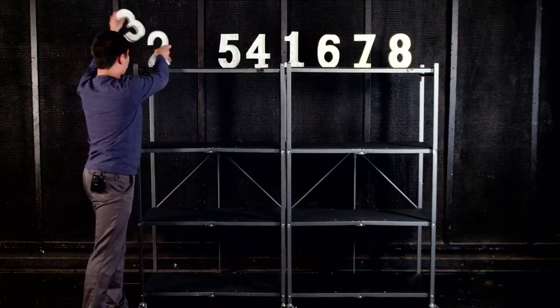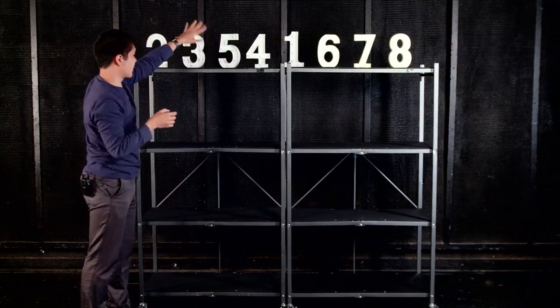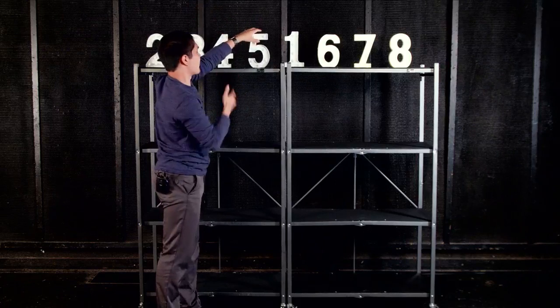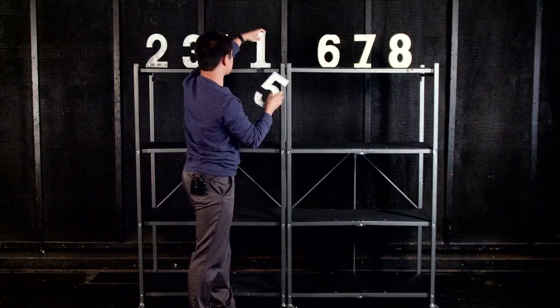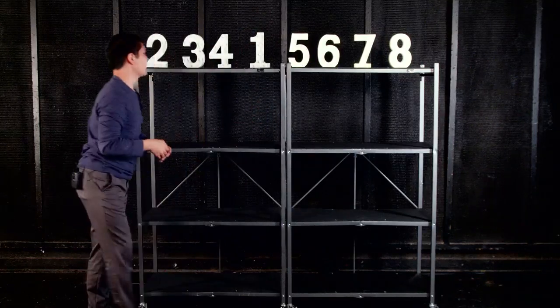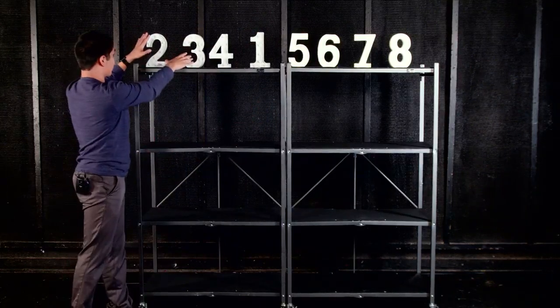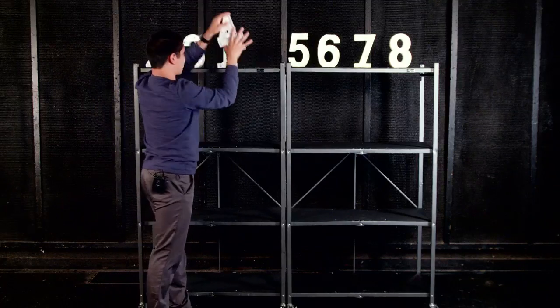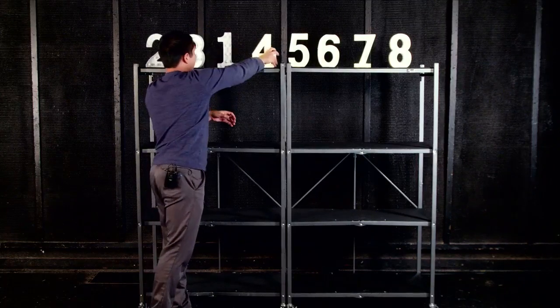The 3 and the 2 are out of order, so those get switched. The 3 and the 5 are OK. The 5 and the 4 are out of order, so those get switched. And then the 5 and the 1 need to be switched as well. So there's the 5 in sorted position. And now I'm left with these 4. The 2 and the 3 are OK. The 3 and the 4 are OK. But the 4 and the 1 are out of order. So those get switched. And now the 4, that's in its place.